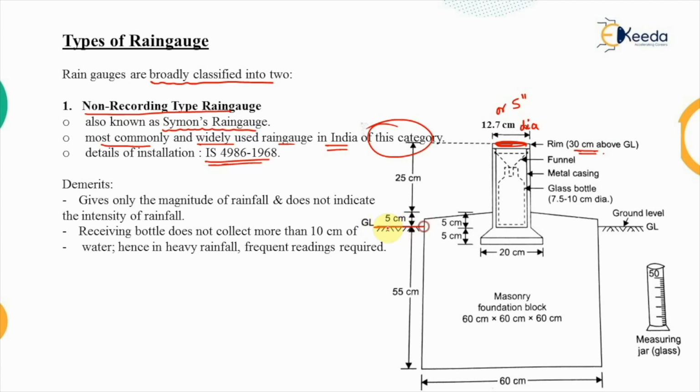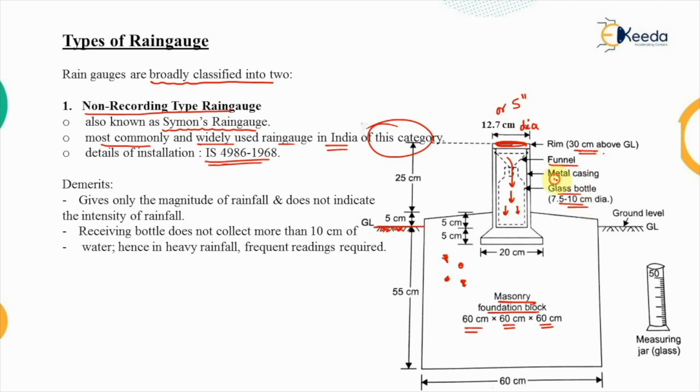This is the ground level, represented by these dashed lines, and a certain portion is concreted. This is the concreted portion, which is the masonry foundation block, having dimensions of 60 by 60 by 60 centimeters. In this masonry foundation block, the rain gauge is inserted and concreted. This rain gauge consists of a funnel through which the water is collected into this glass bottle, which is of 7.5 to 10 centimeter diameter.